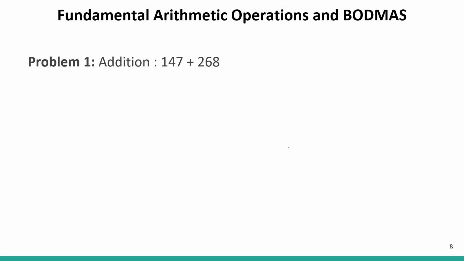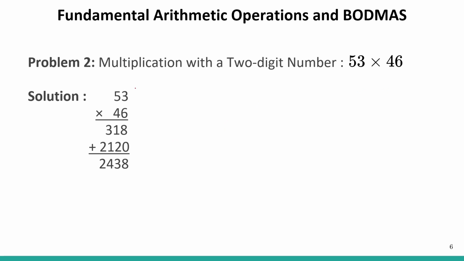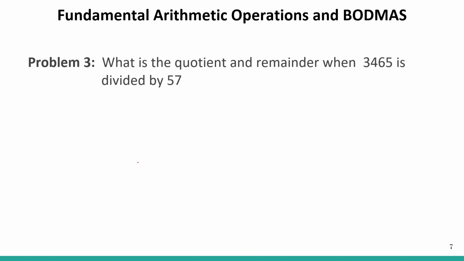So the first question is very easy. 147 plus 268, as you can see here, it will be 415. Very basic mathematics. The next question is also easy, that is 53 into 46. You can multiply down here, 53 into 46, and you get 2438.